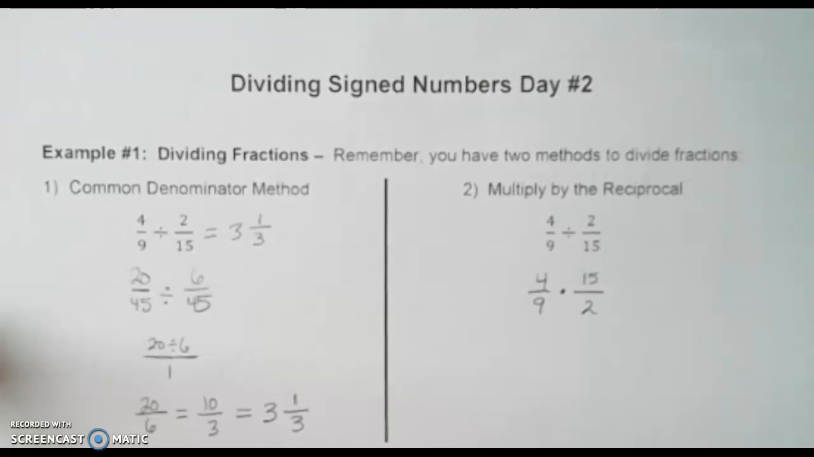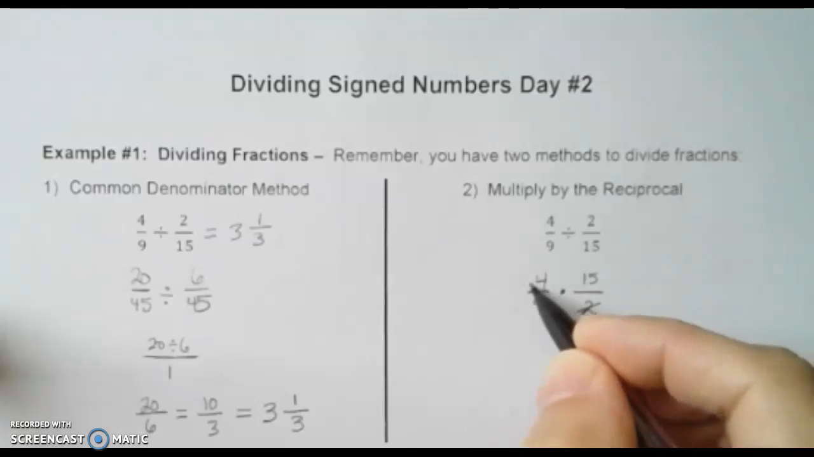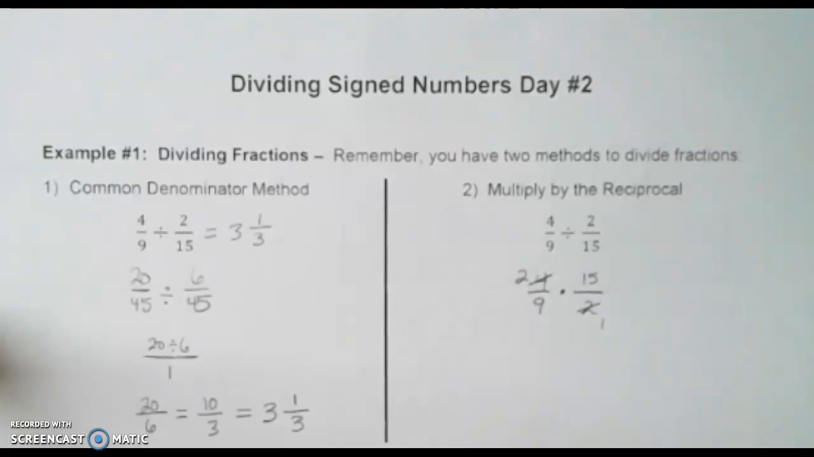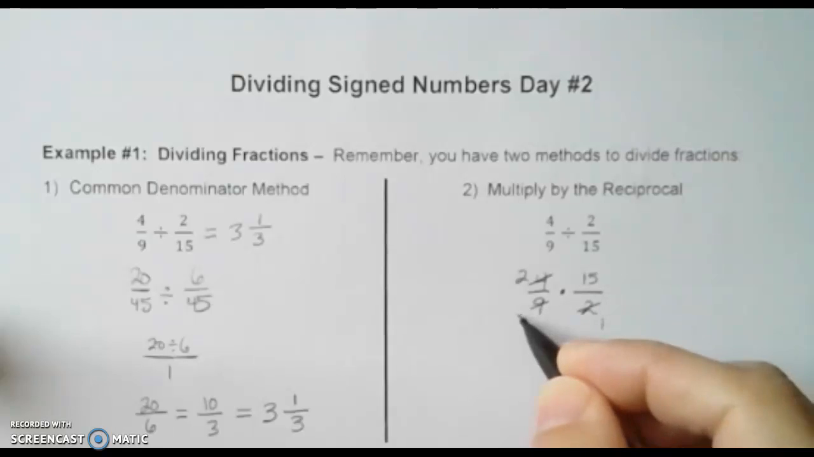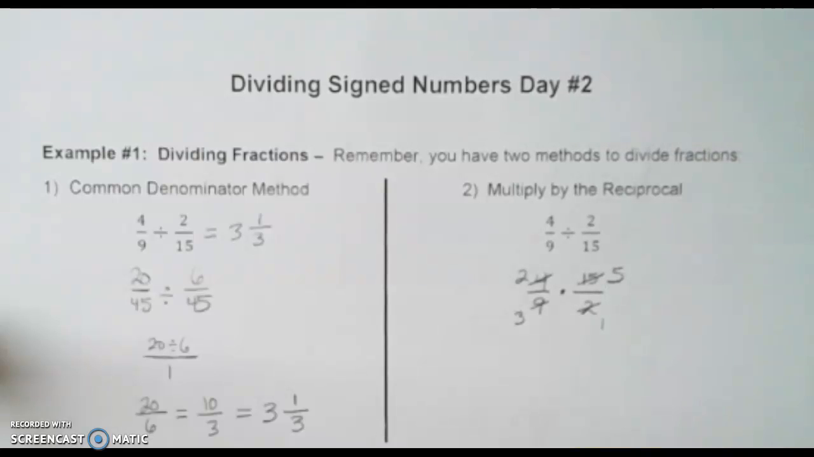And back when we looked at multiplying with fractions, we said that we should try to simplify early if possible. So I'm looking for a numerator and a denominator with a common factor. 4 and 2 have a common factor of 2. 2 goes into 2 once. 2 goes into 4 twice. The numerator 15 and denominator 9 also have a common factor of 3. 3 goes into 9 3 times. 3 goes into 15 5 times.